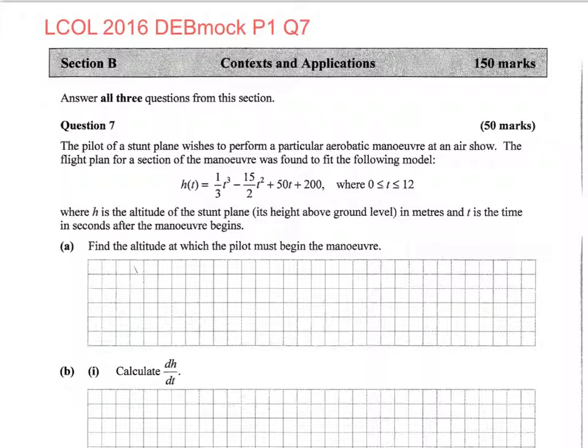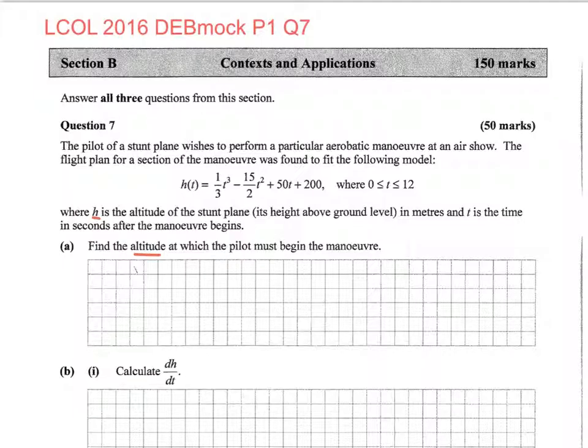So this is a functions question. They give you a function and we're probably going to be doing a little bit of calculus with it. We're asked to find the altitude, where we're told that h is the altitude at which the pilot must begin the maneuver.